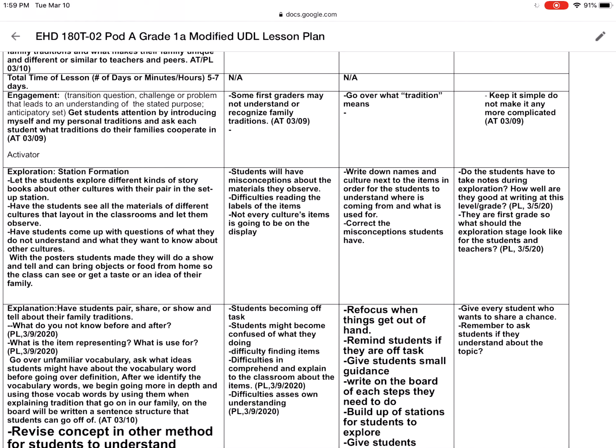Engagement. Our engagement is to get students' attention by introducing myself and my personal traditions, and my co-teacher's personal traditions, traditions we celebrate, and our unique home structure.